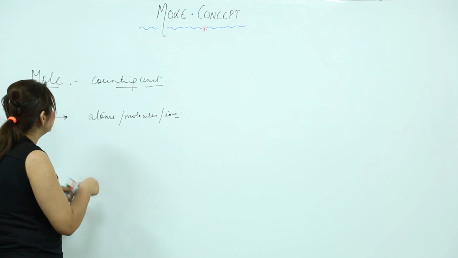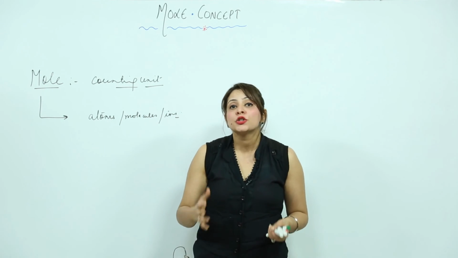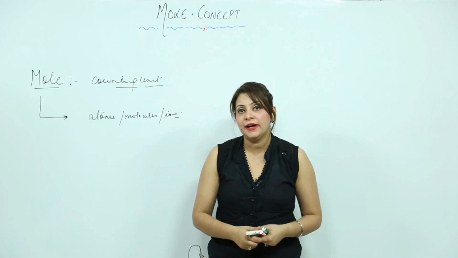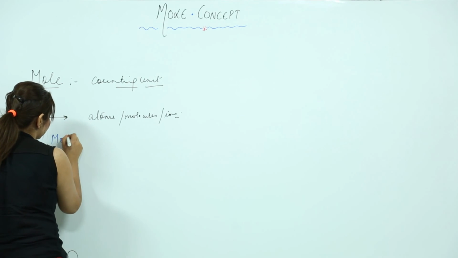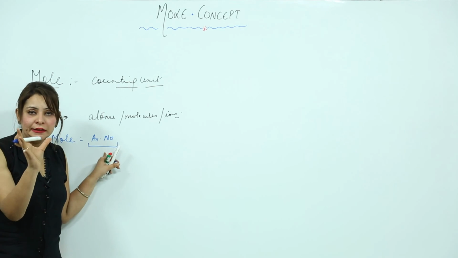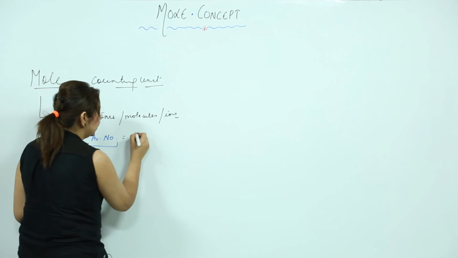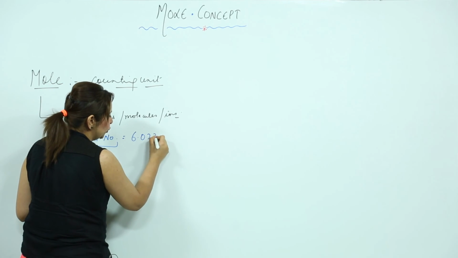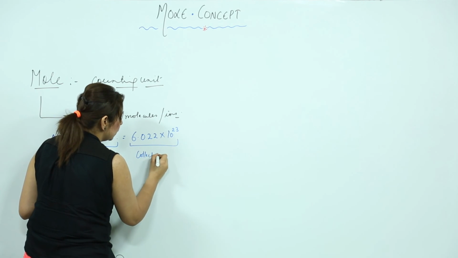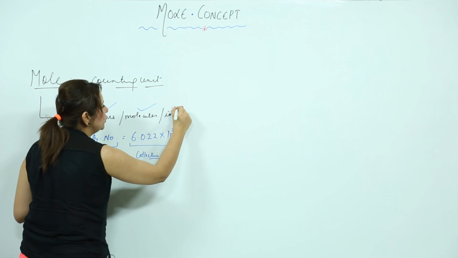Now, I told you that a dozen means 12, so there must be some specific value related to the mole as well. What is that specific value? The mole corresponds to the Avogadro number. The Avogadro number gives us a certain collective number which signifies that it is a mole. That number is 6.022 into 10 raised to power 23, whether atoms, molecules, or ions.